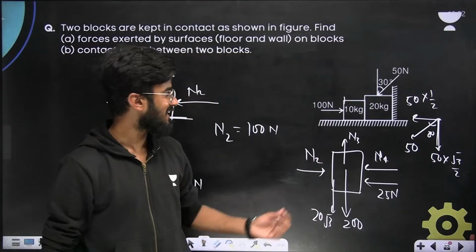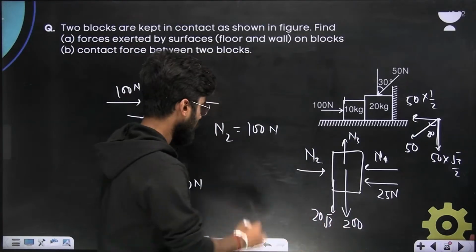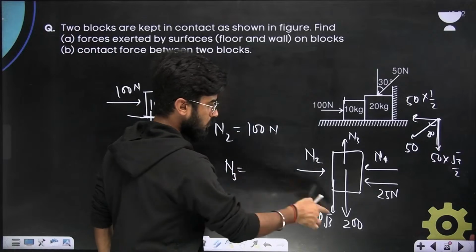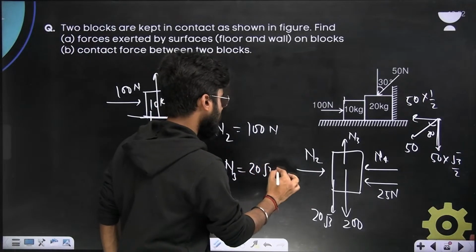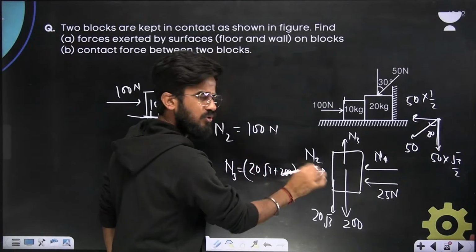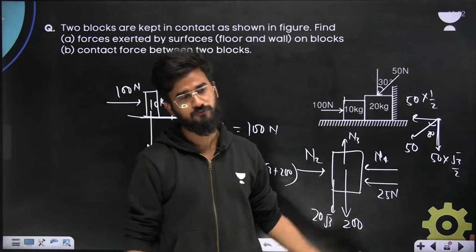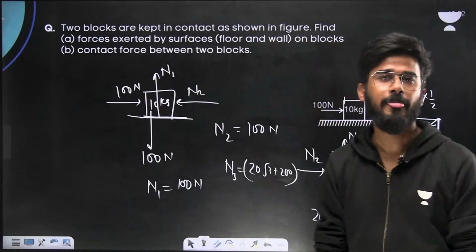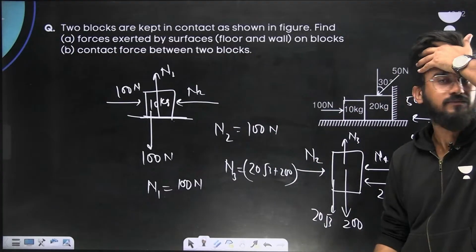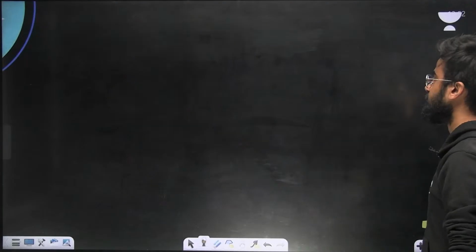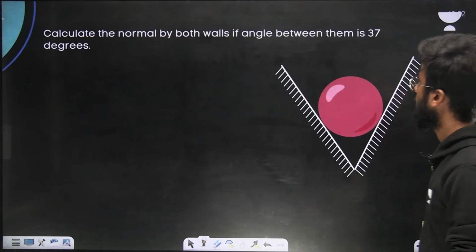Okay, so what can we write? We can write N3 is equal to 20 root 3 plus 200. So this is the value in Newton, whatever it is, and since you know the value of N2, you can find the value of N4 as well. Any doubt till here? So you can solve further as well. Okay, got it? Now we'll move on to the next thing.